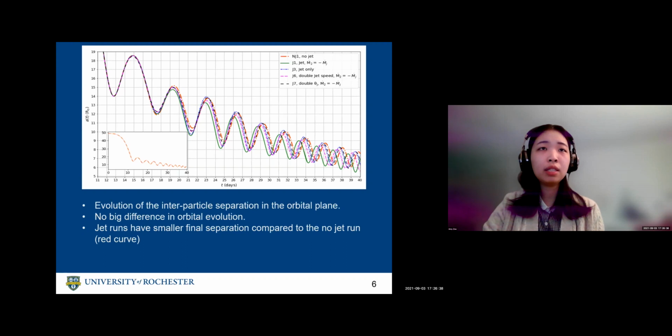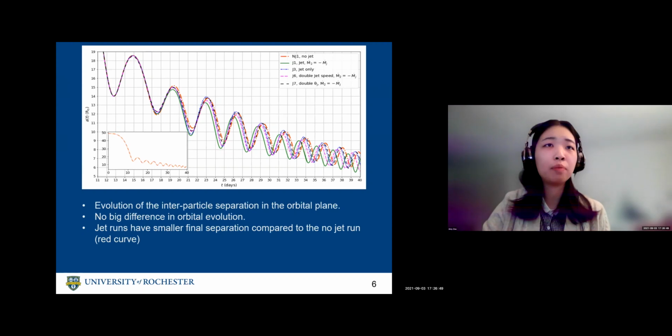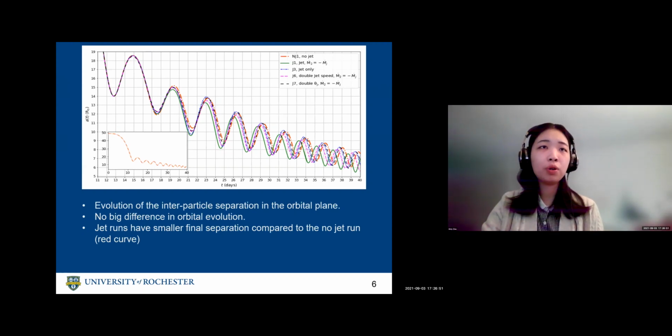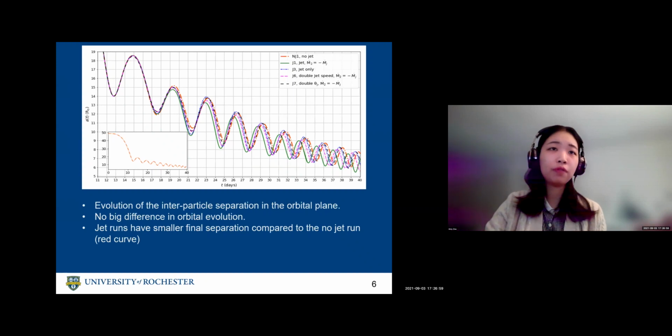If you look at the inset, it shows the entire orbital evolution of the 40 days, because before day 10, all the models overlap. Even though we put our companion just slightly beyond the RGB star, it is still plunging very fast.